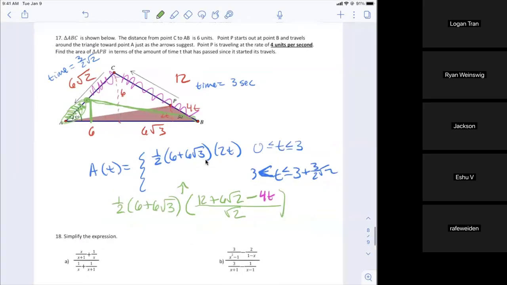The other way people like to do it, which I feel like, Ryan, you've done in the past, is of course the same 1/2 times the base, but working with this side here and saying, let's do 6 root 2 minus the rate, which is 4, times t minus what amount? t minus 3. Right, exactly. So you do that whole bit minus the part that it's traveled. And then what do you have to do after that? Divide by root 2. Then you'd have to divide by root 2, right?